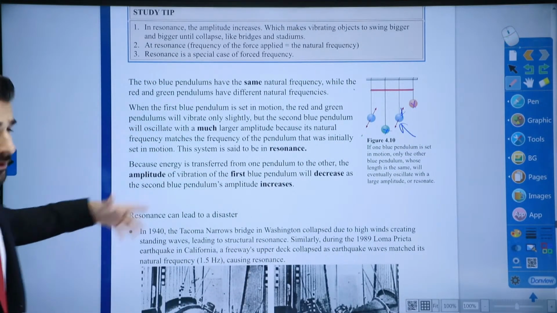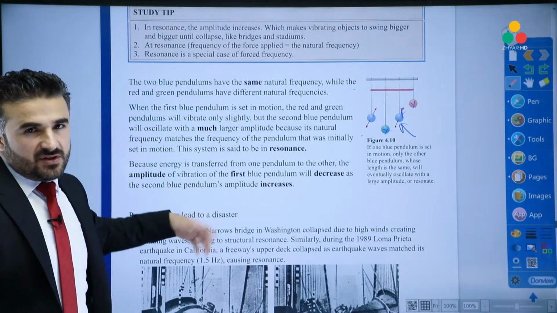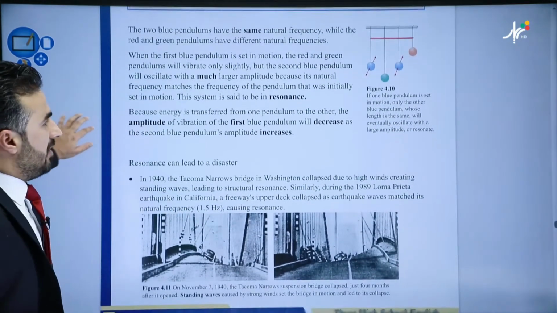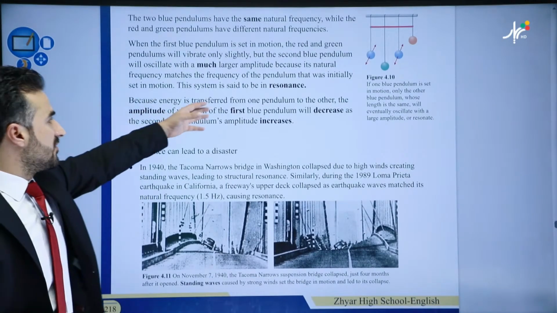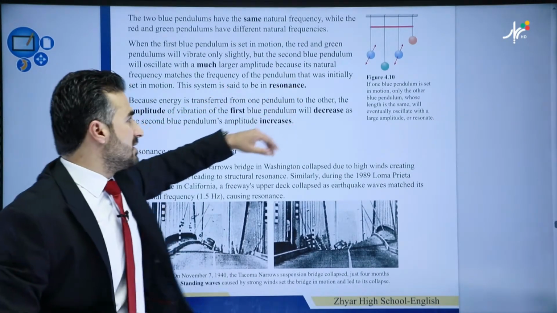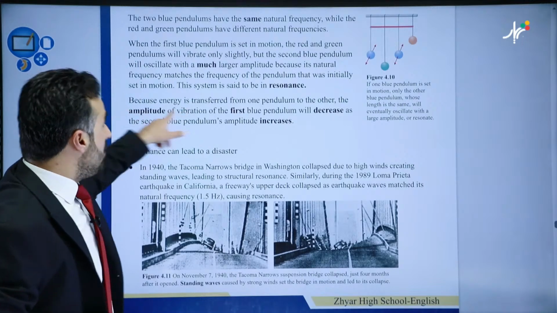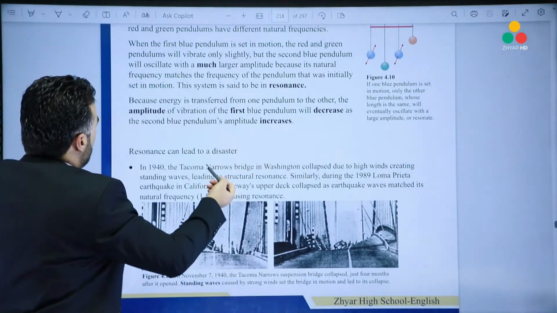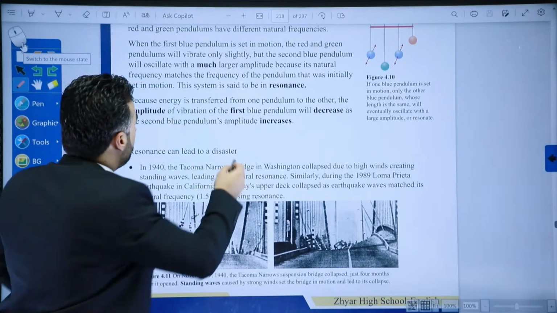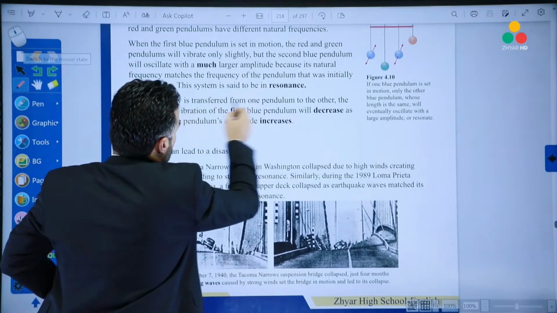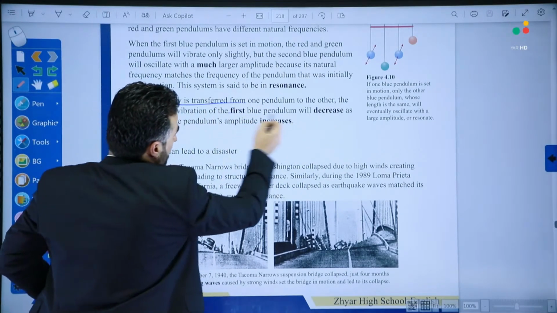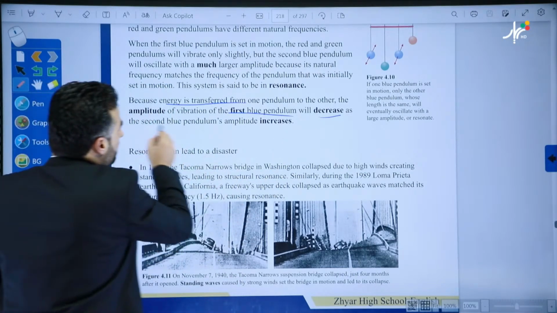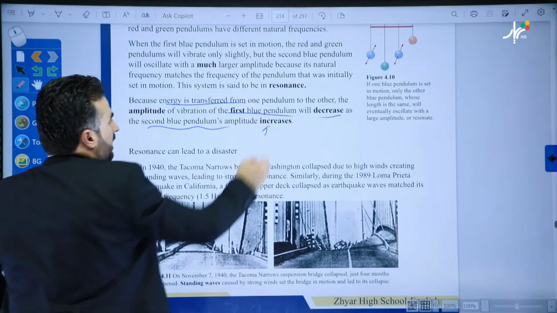All right, so resonance in some cases could be useful, in other cases could be harmful or even destructive. For example, energy is transferred from one pendulum. This is the reason for what happens there. So the amplitude of the vibration of the first blue pendulum will decrease because energy is transferred. Remember, the amplitude of the first blue pendulum will decrease, and the amplitude of the second pendulum will increase here.